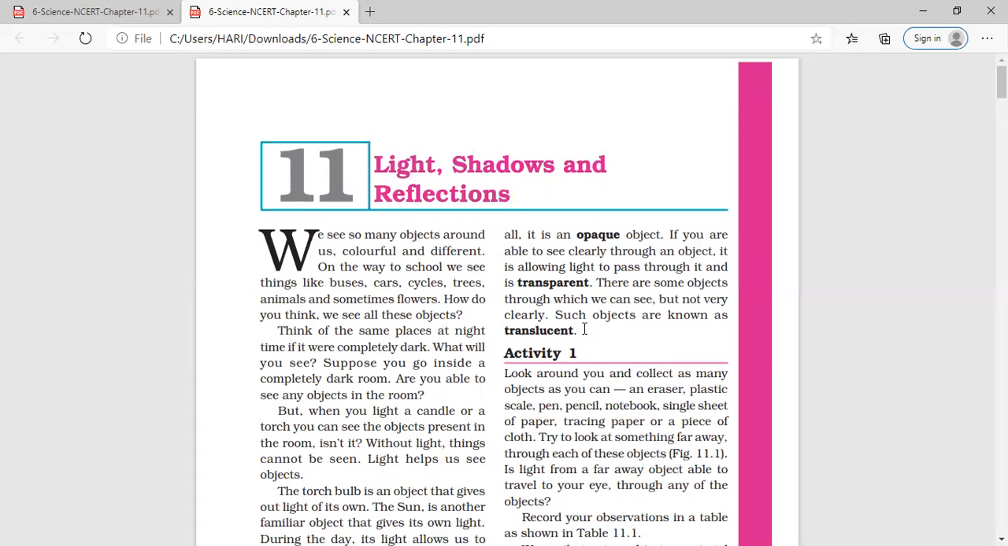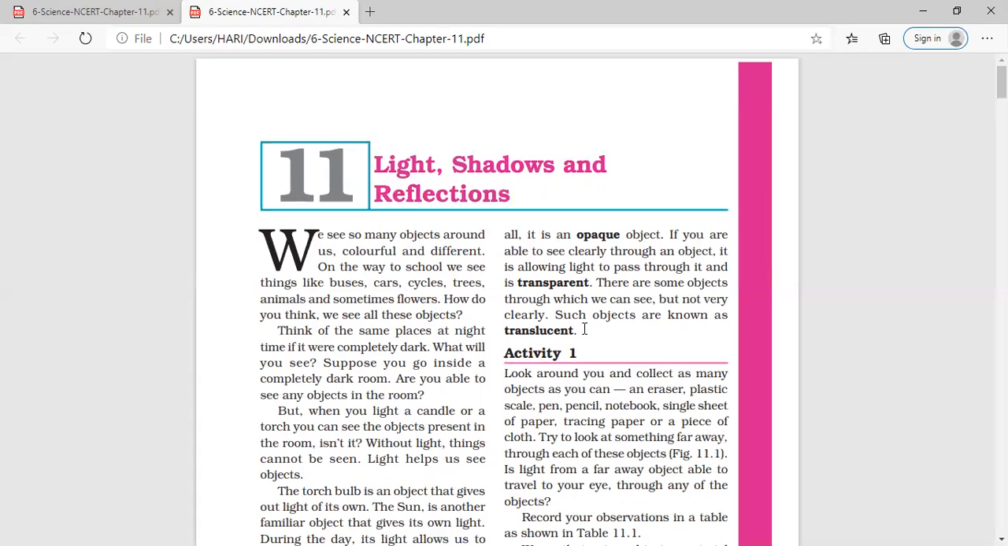Muddy water is translucent, or it will be opaque. So air, clean water, plain glass, etc. are examples of transparent objects, and we can see objects clearly through a transparent object. But there are some objects like cardboard, brick, wood, your textbook, etc., through which we will not be able to see other objects. Such objects are called opaque objects. The object which does not allow the light to pass through it is called an opaque object.